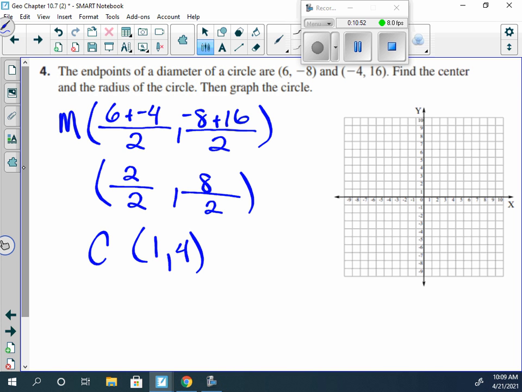Since I have the center, we can go on and graph it. So when I come over to the graph, I would go over 1 and up 4 and make a point for the center of the circle. Any questions on this here?